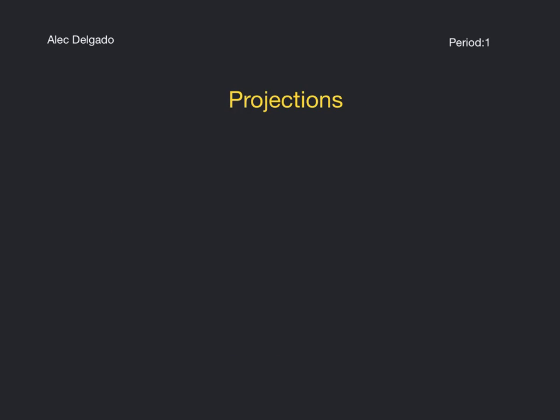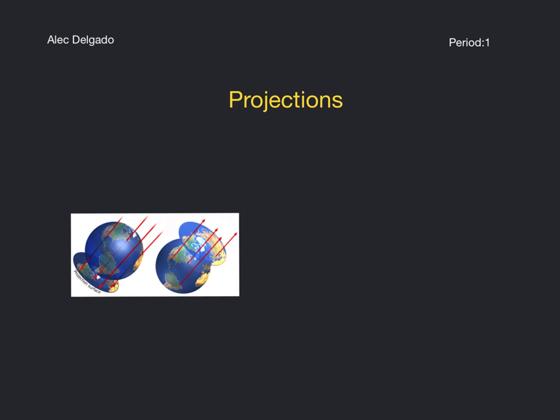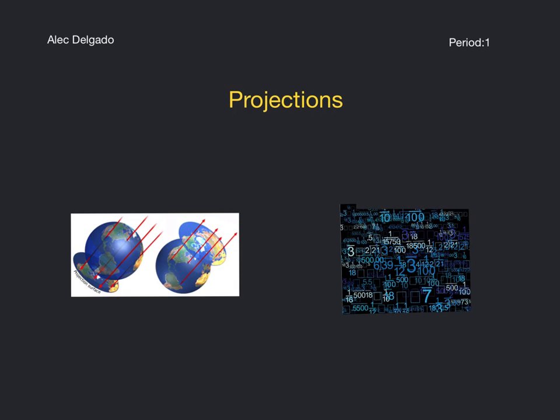According to infoplease.com, many projections are made using light sources. Light sources are able to project the features of a globe onto a flat surface, in this case, a piece of paper. It also states that many projections are made mathematically.